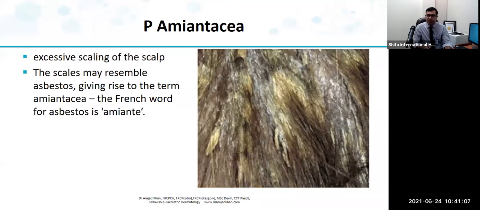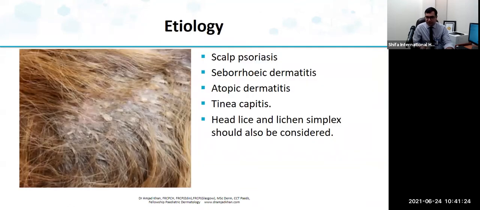Pityriasis amiantacea: this is a term for excessive scaling of the scalp, regardless of the underlying problem. It can be psoriasis, seborrheic dermatitis, eczema, tinea capitis, so many other things which can result in this clinical appearance. And it's a French word, amiante. So again, as I've explained to you, head lice can also be part of this.